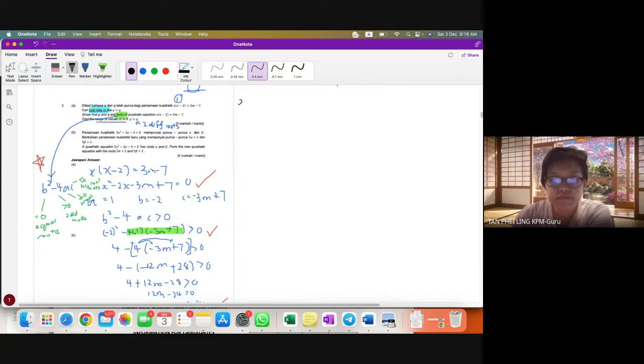So 3B, you have a quadratic equation given to you nicely. The quadratic equation has roots alpha and beta. Form new equation with the roots 5 alpha plus 2 and 5 beta plus 2. Okay, so now I take away. This one not so nice.